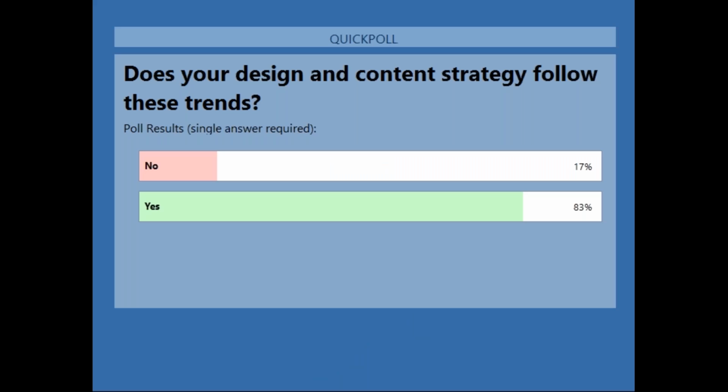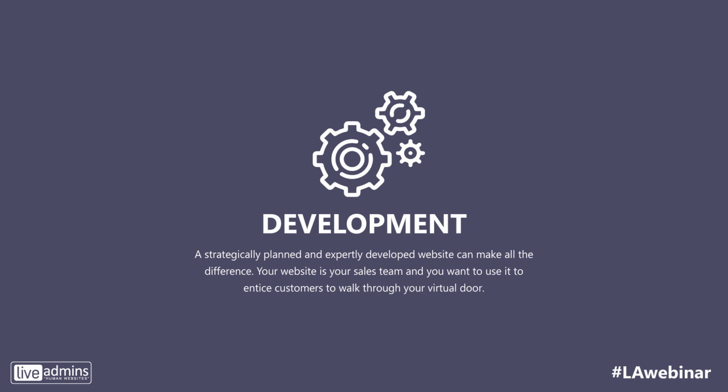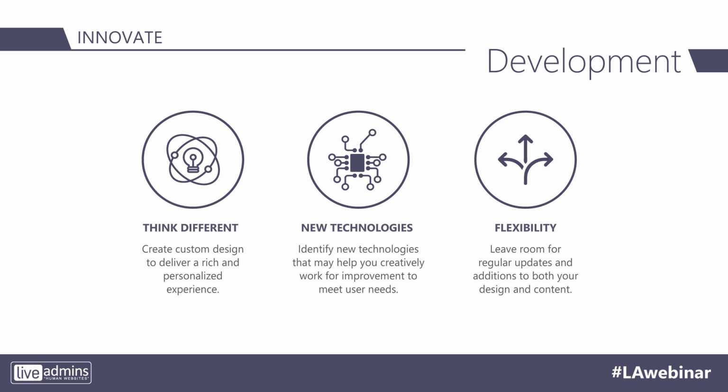So let's move on to our third area of focus for today, which is development. Now, a strategically planned and expertly developed website can make all the difference in the world. Your website is your sales team, basically, more like a virtual sales team. You would want to use it to draw customers to walk through your virtual door by adding innovation to your development. Now, this is a bit technical, and I'm going to take some time to explain it.